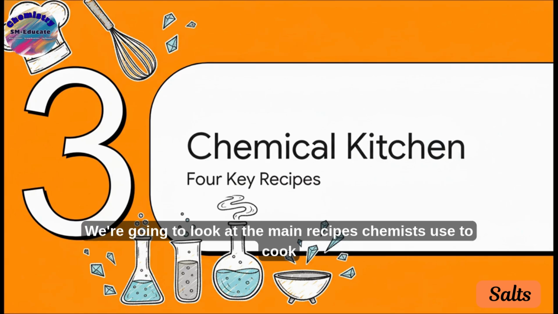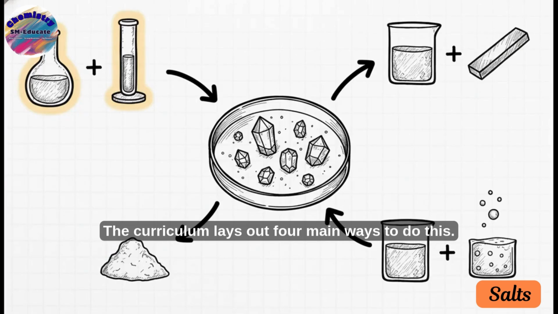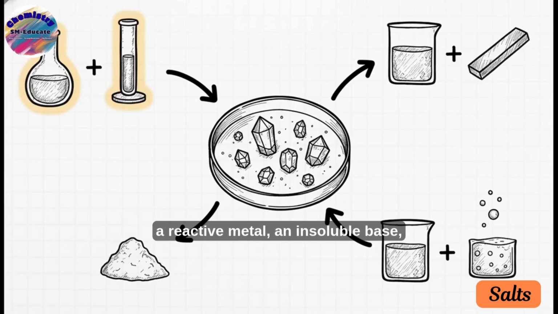We're going to look at the main recipes chemists use to cook up different salts, specifically the ones that can dissolve in water. The curriculum lays out 4 main ways to do this. You can react an acid with an alkali, a reactive metal, an insoluble base, or an insoluble carbonate. You notice a pattern there?